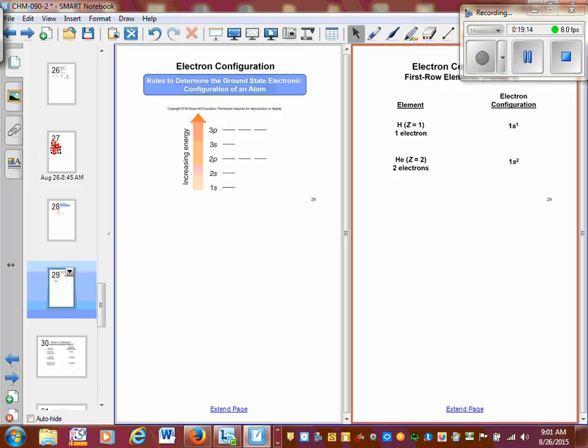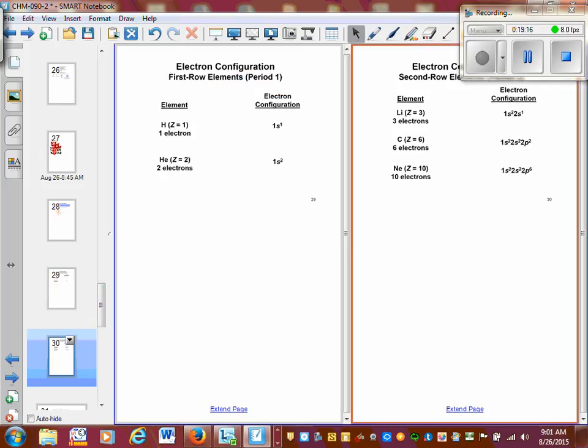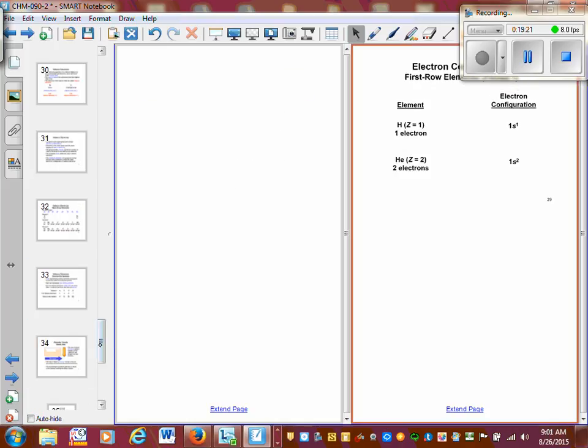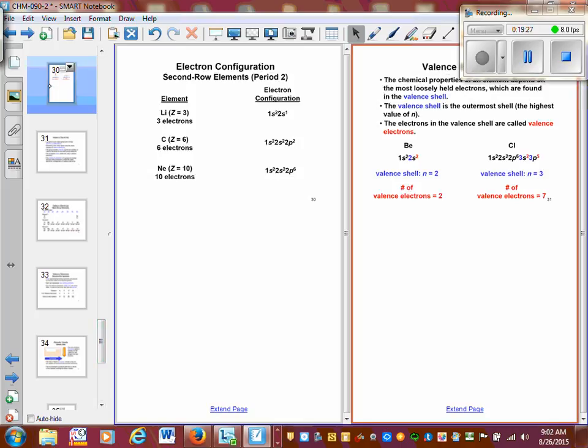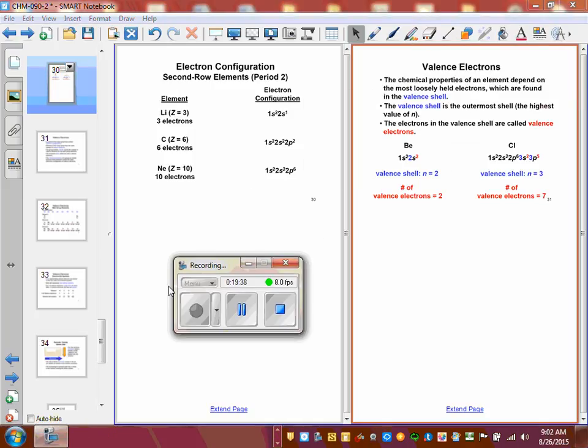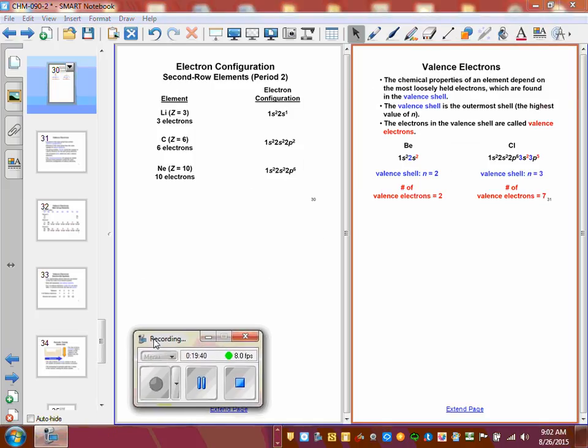So now they're just going through a couple here. And move my little recording device thing so you can read that. Maybe I'll put it down here.